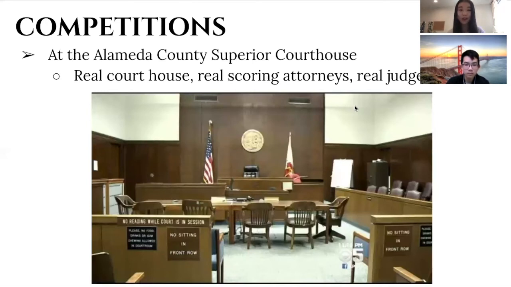Yeah, so as mentioned earlier, our hope is to have in-person competitions next season. We most likely will. And these will take place at the Alameda County Superior Courthouse. And here's a photo of what that looks like. This is a real courthouse. There are real scoring attorneys and real judges.